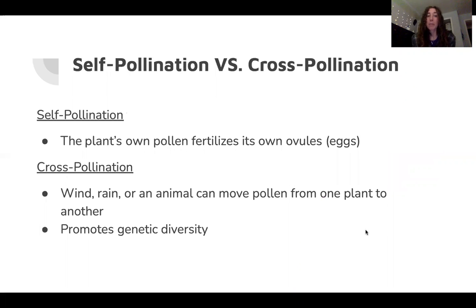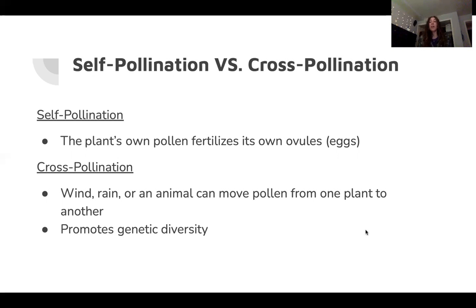So there are two different types of pollination. There's self-pollination and there's cross-pollination. Self-pollination is when the plant's own pollen fertilizes its own eggs. So that pollen that's in the anther somehow gets to the eggs or the ovules inside the pistil, and that's self-pollination. So it pollinates by itself.